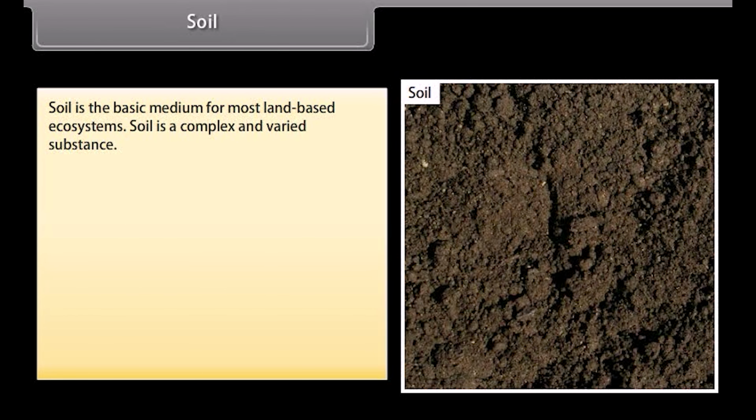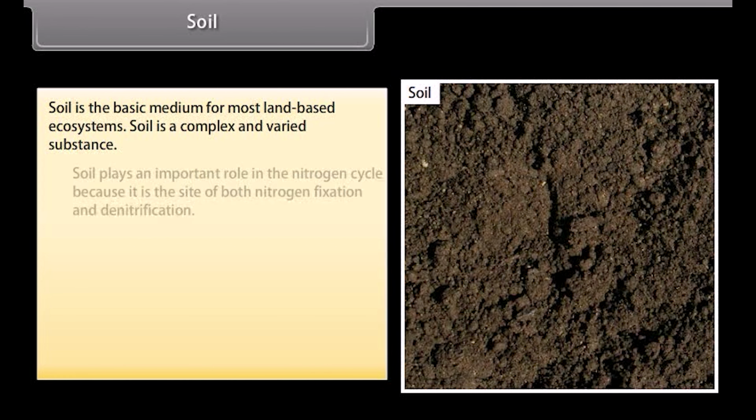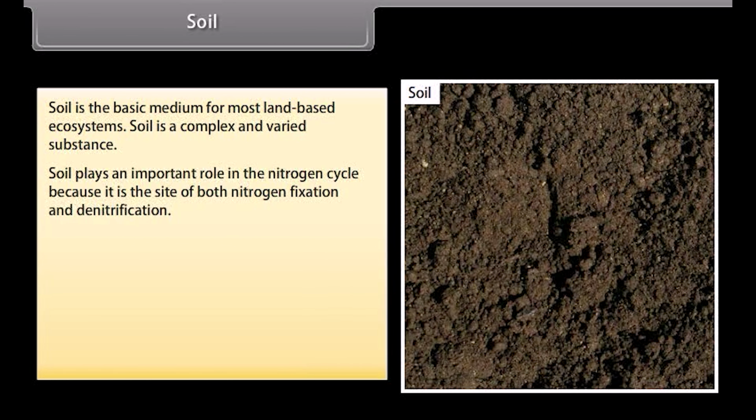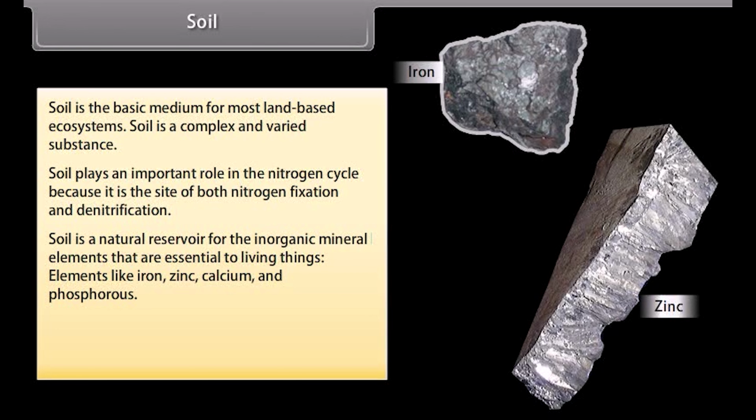Soil. Soil is the basic medium for most land-based ecosystems. Soil is a complex and varied substance. Soil plays an important role in the nitrogen cycle because it is the site of both nitrogen fixation and denitrification. Soil is a natural reservoir for the inorganic mineral elements that are essential to living things. Elements like iron, zinc, calcium, and phosphorus.